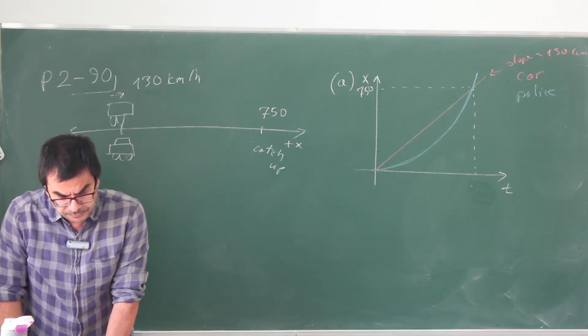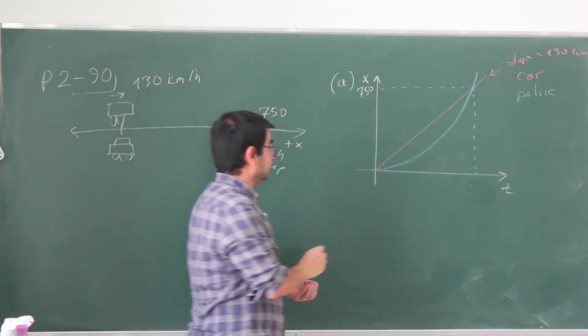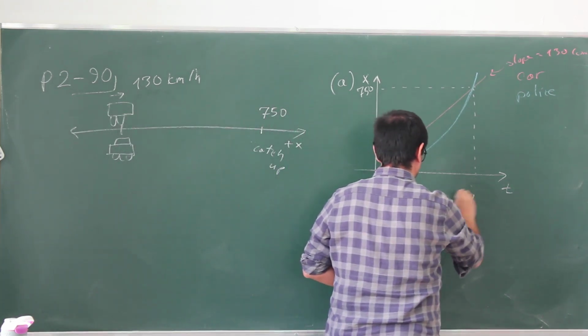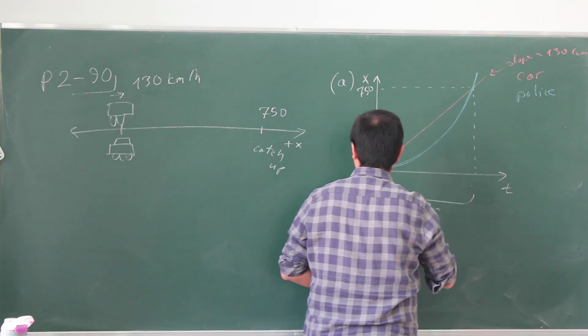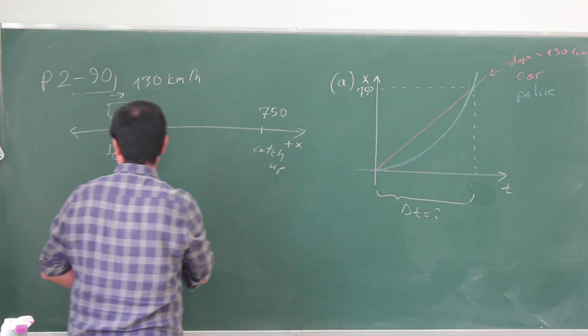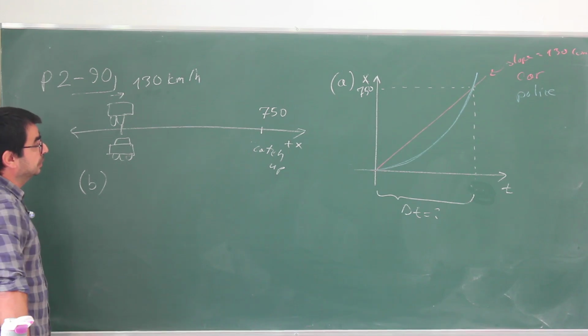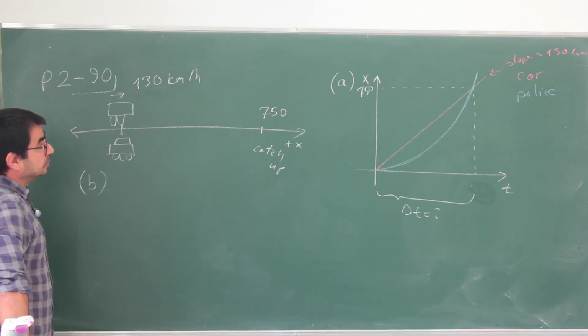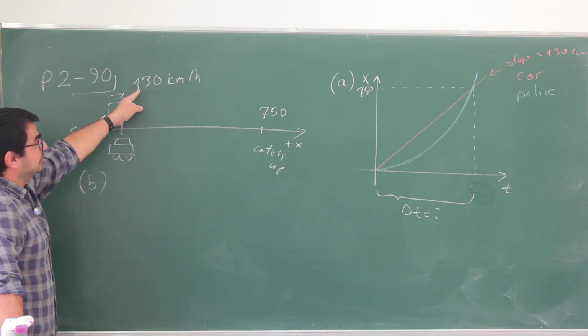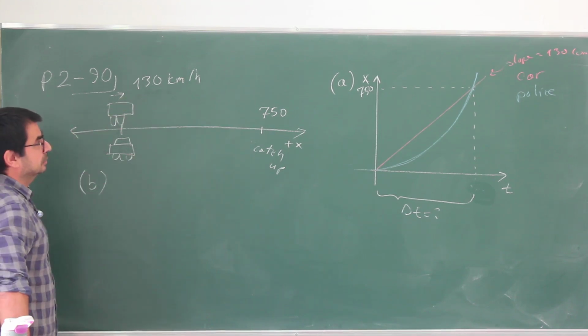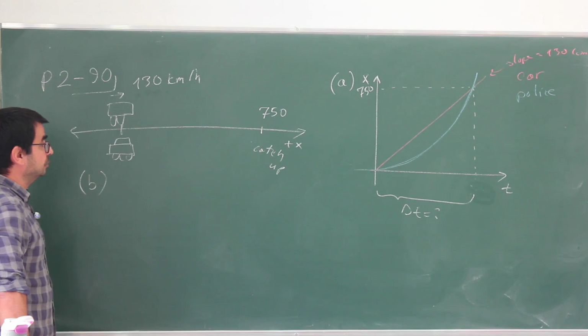How long did it take the police officer to overtake the speeder? They're asking for delta t for part B. Let's do part B here. Now, how would we do this? Well, they both spend the same time, but there's actually a shortcut here. One of the objects is doing constant velocity motion, and we know how much distance it covered, so I can just use constant velocity and find delta t from there.